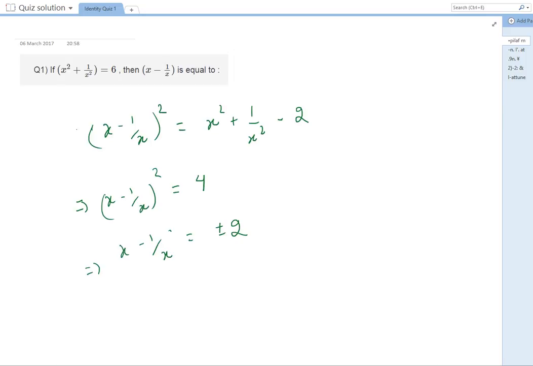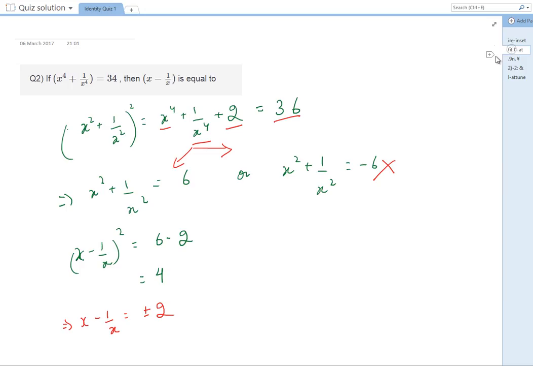What we'll do is we'll quickly go through the solutions. There's nothing very complicated here, so we do not need to spend a lot of time. The first question: if x square plus 1 by x square is equal to 6, then what is x minus 1 by x? We can use the given identity directly. So we'll use this identity directly and we'll get (x minus 1 by x) square is equal to 4. And then you can take a square root and you'll reach plus minus 2. So both these options can be the answer.